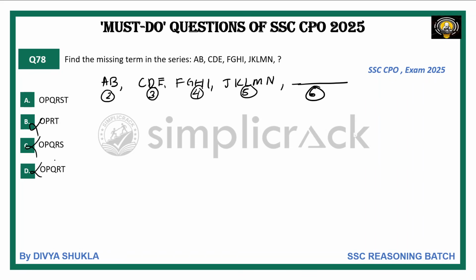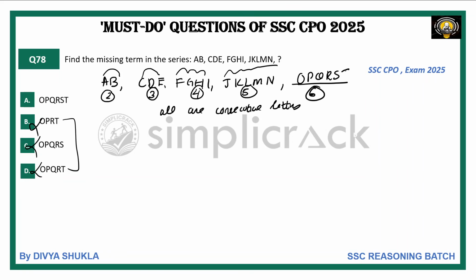Option B, option C, option D, all of these are eliminated because these are having 4 or 5 letters. Now you can see A, B, then C, D, E, then F, G, H, I, J, K, L, M, N, all are consecutive letters. So the next one would be O, P, Q, R, S, and T. Option A is the right answer for this question.